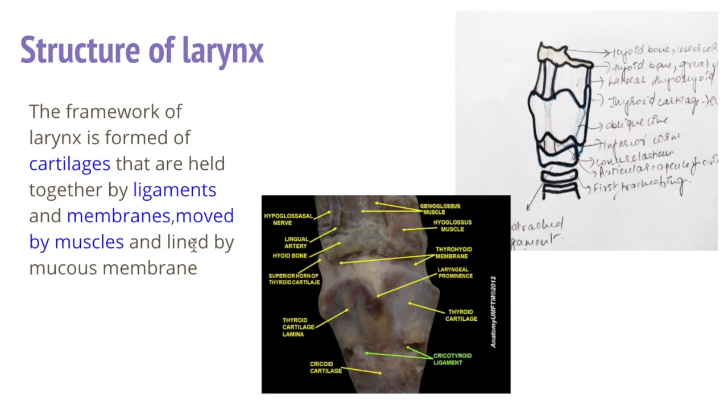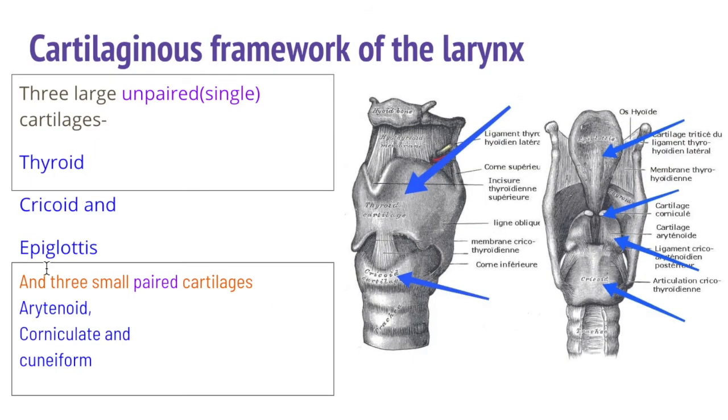Overall, it is lined by the mucous membrane. So this is why when I told you about its function as a voice production organ, it basically has certain folds in it which are altered by the muscles, right? They are moved by muscles, and this causes vibrations that allow the production of sound. So the basic framework of the larynx is cartilages which are held together by ligaments, membranes, and moved by muscles. Now let's come to its cartilages. Now in this video we're talking about the cartilages and the joints between the cartilages.